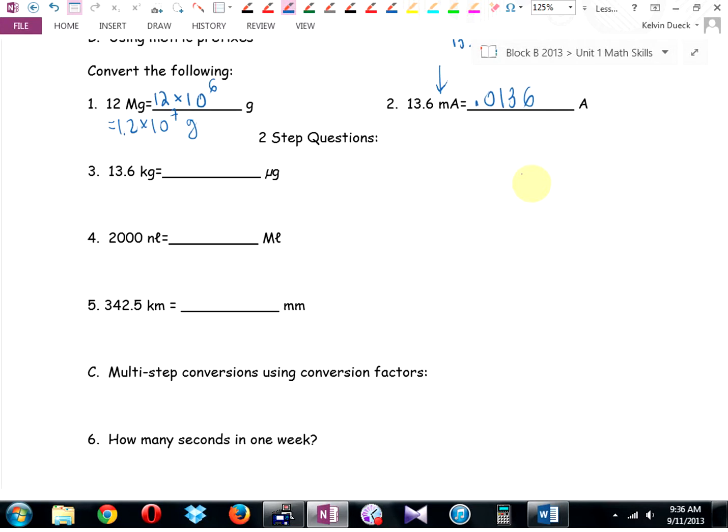Example 3. They want me to change 13.6 kilograms into micrograms. You know what the first thing I'm going to do here is? I'm going to write down what they gave me, and I'm going to do it off to the right where I have some room to show work. So I'm going to go like this. 13.6 kilograms. Yay, Grant, I feel better. I wrote something down.